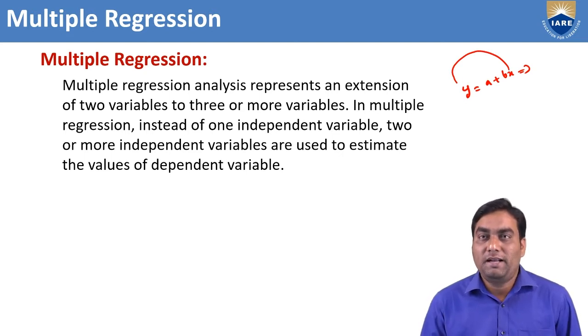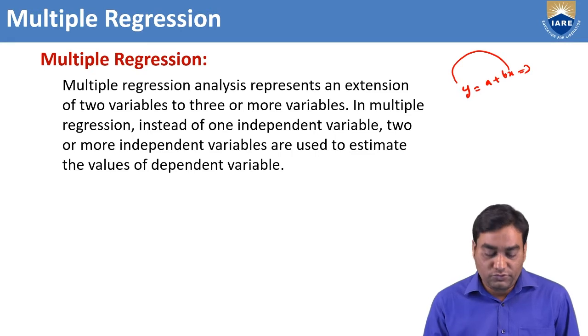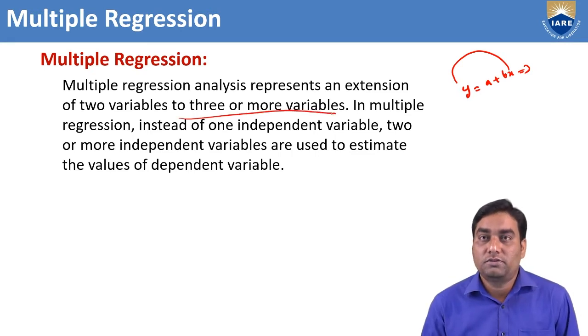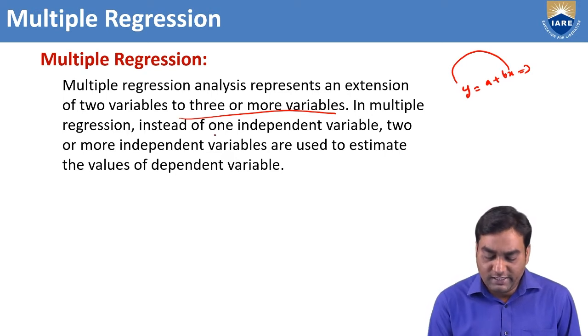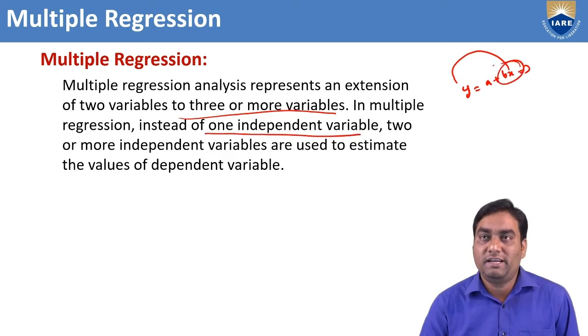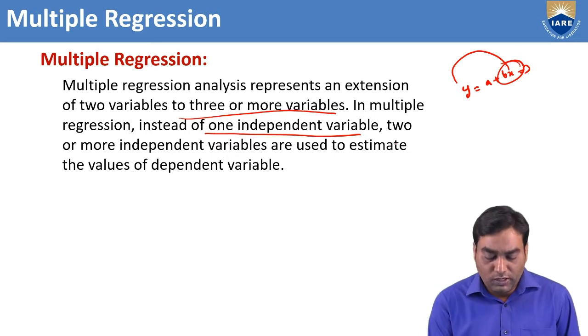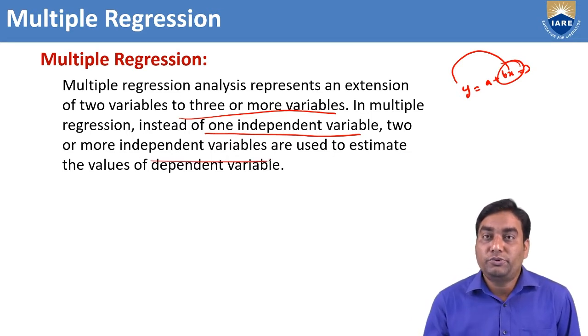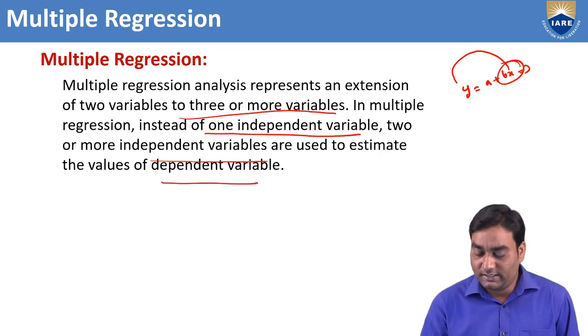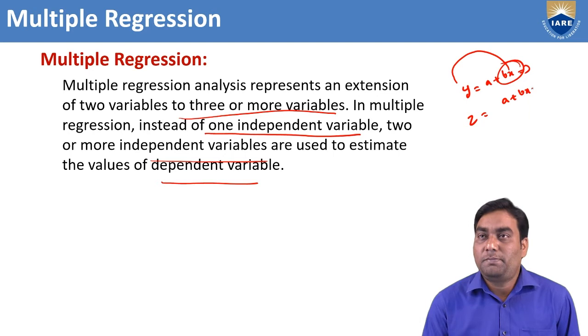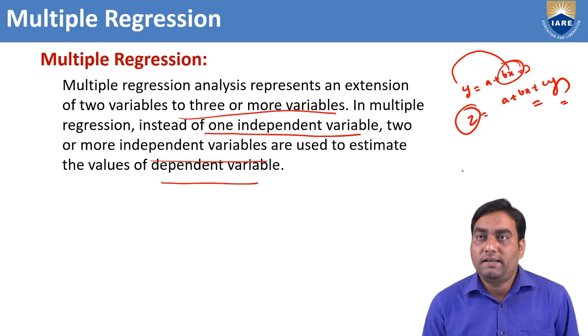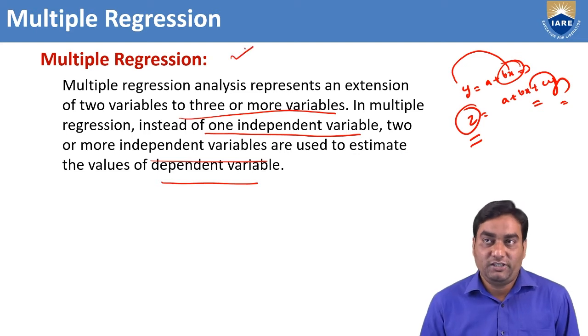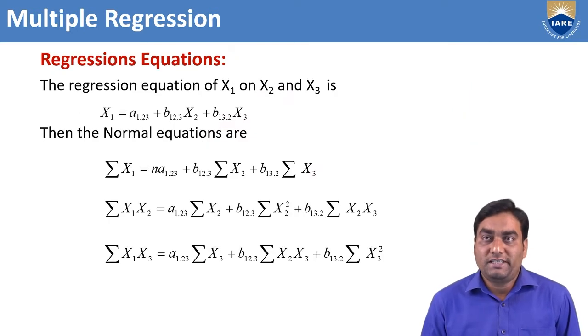But multiple regression is an extension of two variables to three or more variables. Instead of only one independent variable, here only x, we take two or more independent variables to estimate the value of the dependent variable. Like this, z equal to a plus bx plus cy. There are two independent variables and only one dependent variable. To evaluate this variable by using these two independent variables, we use multiple regression instead of regression. What is the multiple regression equation?